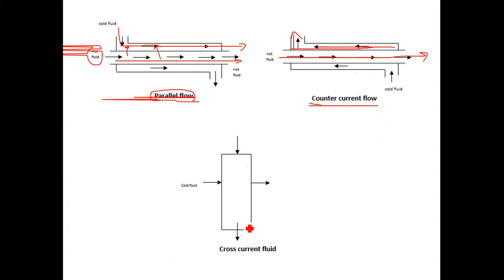Now if you observe this figure, this is the cross current flow. The hot fluid flows in at this point and the cold fluid moves in from this point. This type of arrangement is said to be cross current, as they are crossing one another. So on the basis of the flow pattern of both the fluids, heat exchangers are of three types: parallel flow, counter current flow, and cross current flow.